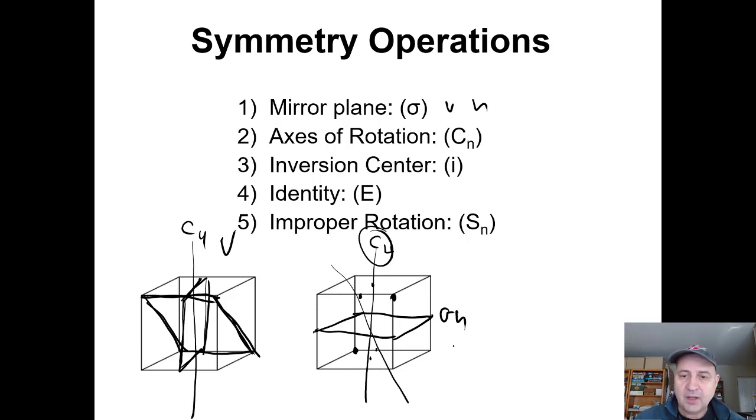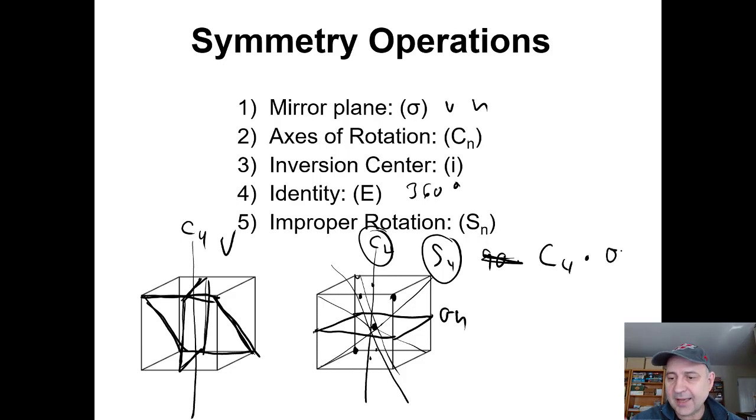An inversion center is simply a dot, and so there would be one here in the middle. It's a point through which all of the matter projects into itself. So it's easy to see that we have an inversion center here. And identity is a 360-degree rotation, and then the improper rotation: there's an S4 here. You can do a 90-degree rotation, so that would be a C4, followed by a sigma H, and that would be true for the cube as well here.